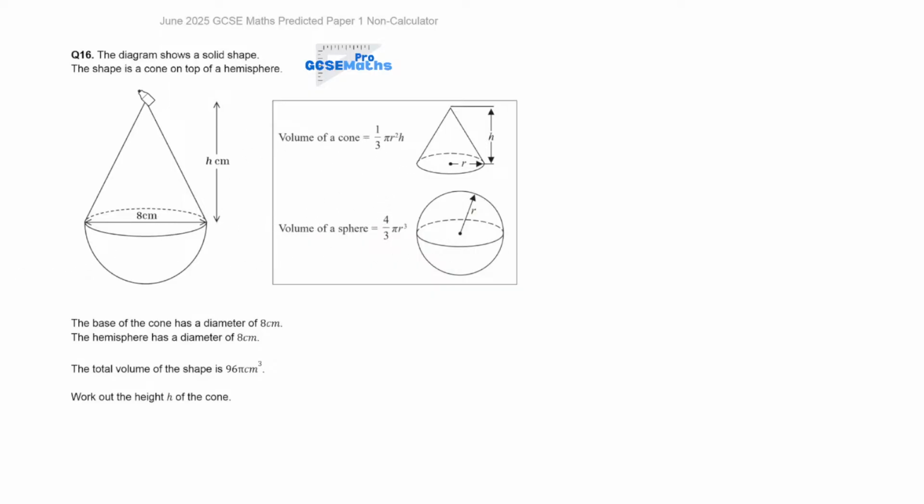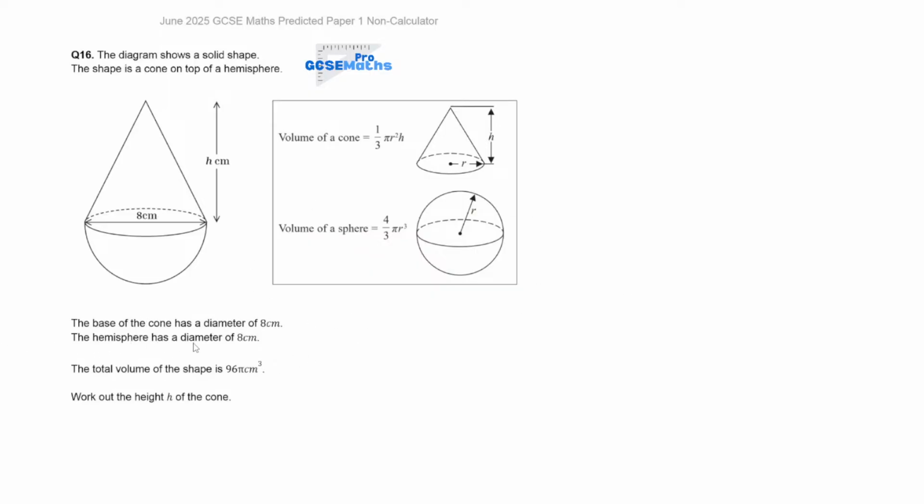So question 16, the diagram shows a solid shape. The shape is a cone on top of a hemisphere. So the thing about Edexcel particularly is when they give you a hemisphere, the formula they give you is the whole sphere. So just be really careful, you have to remember that. They've given me the formula for the whole sphere, I'm going to have to half it at some point. So just be aware of that.